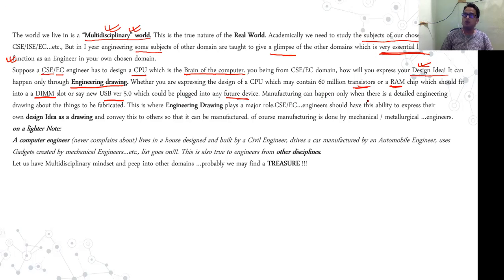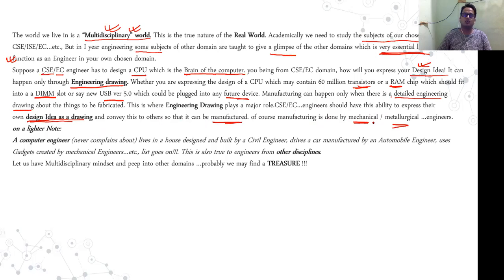Manufacturing can happen only when there is a detailed engineering drawing. If the detailed engineering drawings for the things to be fabricated are there, then only manufacturing can occur. This is where engineering drawing plays a major role. So CSE or ECE engineers should have the ability to express their own ideas. They must have the ability to express the idea as a drawing and convey this to others so that it can be manufactured. Of course, manufacturing will be done by your mechanical or production or metallurgical engineers.